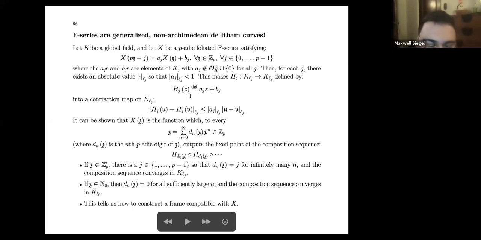I considered these maps and arbitrary compositions of them. If z is in Z_p prime, then there is a j between 1 and p minus 1 so that z has infinitely many j's as digits. And in this case, the composition sequence here will converge to a limit in K_{l_j}. On the other hand, if z is in N_0, we have that z's digits are eventually all 0, and thus that the composition sequence will converge to a limit in K_{l_0}. This observation also then tells us how to construct a frame compatible with X.